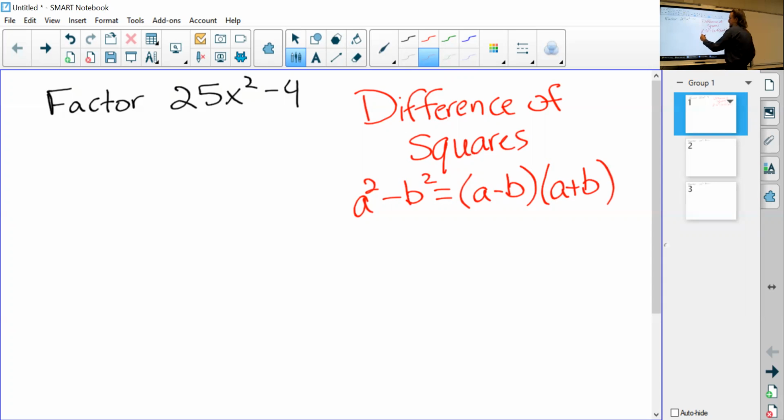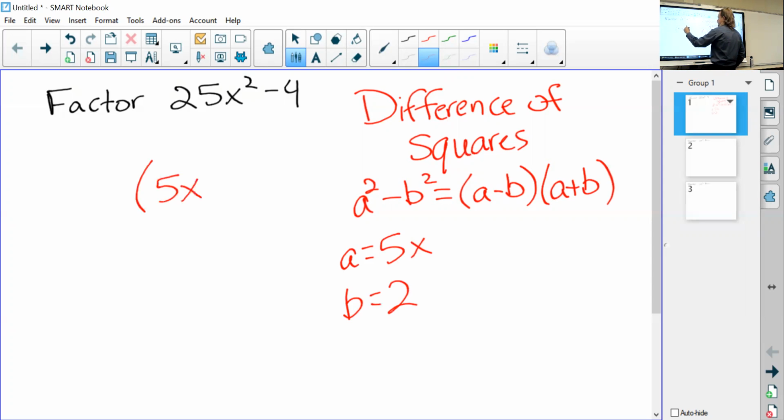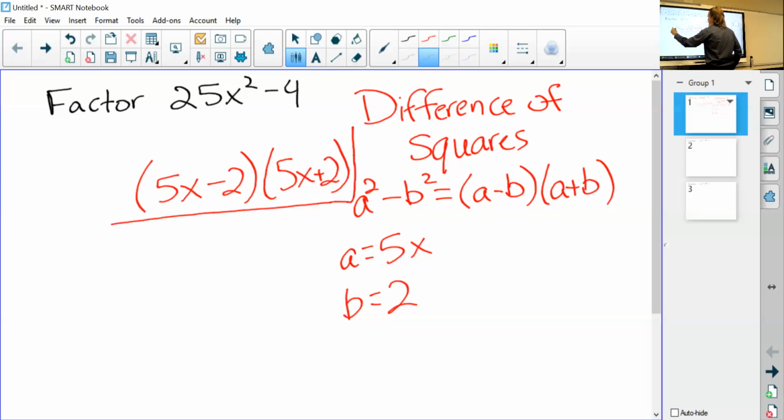So in this case, 25x squared, we have a equals 5x. The square root of 4 is 2, so b is 2. So our factors would look like 5x minus 2 times 5x plus 2. There's our answer, and you're all finished. You don't have to do anything complicated. You don't have to worry about finding the factors and then refactoring and factoring again, all the steps. That's it. That's the whole thing.